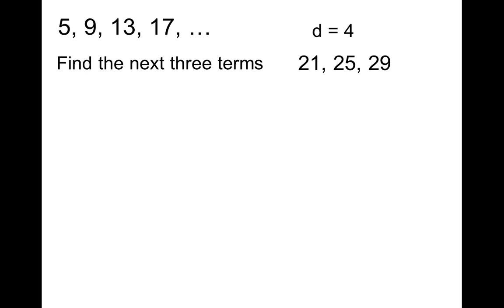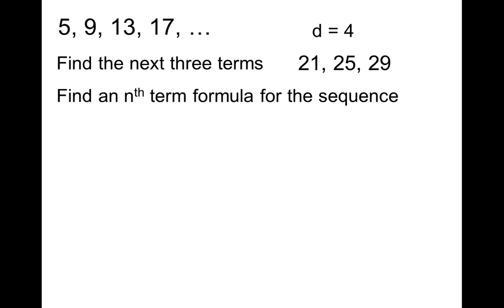If we want to find the next three terms, we simply have to keep adding 4. So 17 plus 4 is 21, 21 plus 4 is 25, and 25 plus 4 is 29. So we can easily find more terms in the sequence by simply adding 4 and adding 4 and adding 4. But how can we write a formula that describes any term in the sequence? That's an nth term formula. Well, in order to write an nth term formula, we need to know the first term and the common difference.